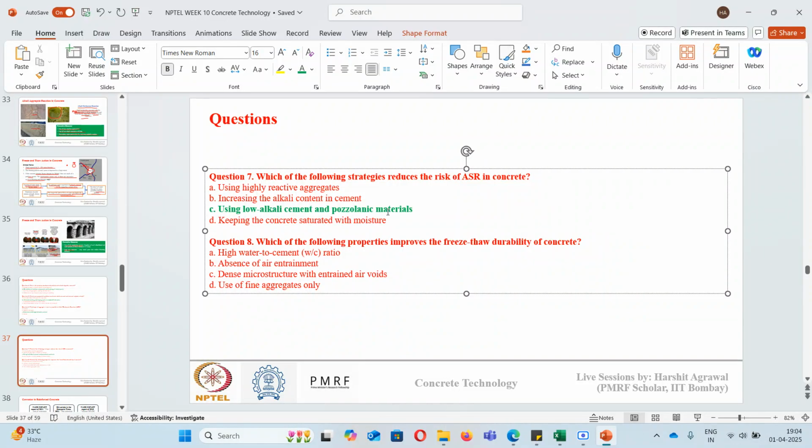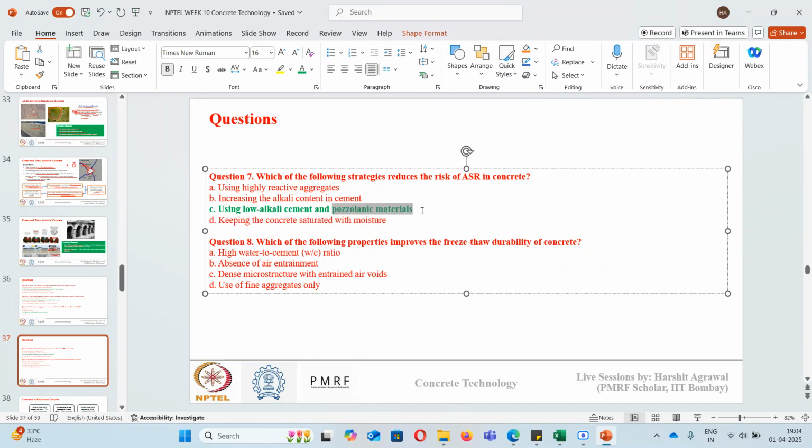Okay, and if I am keeping concrete saturated with moisture, moisture is a key agent, because moisture absorption is what happens in swelling when alkali silica gel is forming, and it will swell in the presence of moisture. So moisture is also not needed. I need low alkali cement and pozzolanic material.